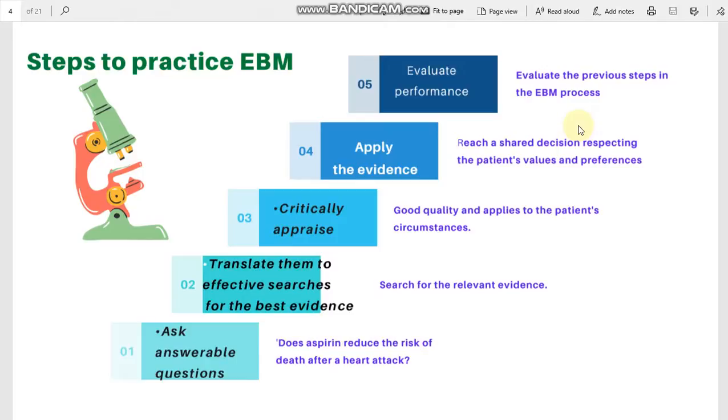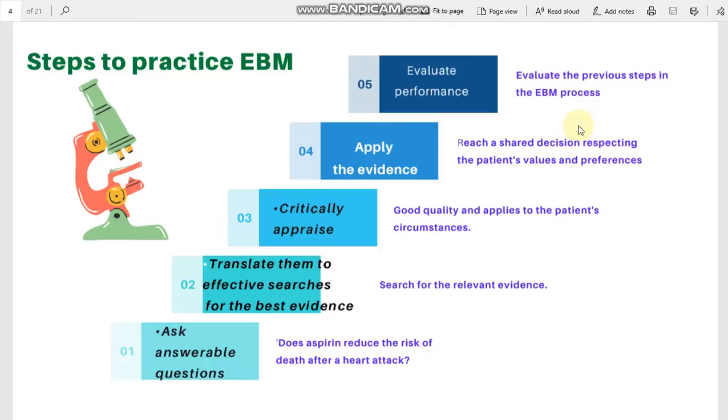So first you will have to ask the answerable query. For example, does aspirin reduce the risk of death after a heart attack? Then translate them to effective searches for the best evidence. So search for the relevant evidence, the suitable source you need to locate. Then once you locate that particular source, you will have to critically appraise it, that is, whether it is good quality and applies to the patient's circumstances based on your query.